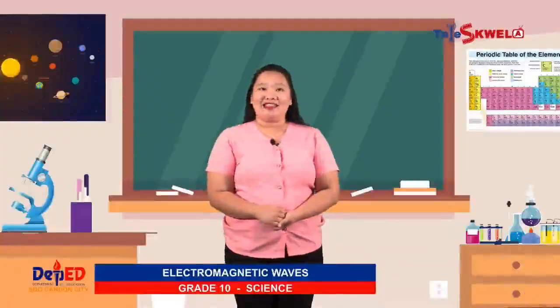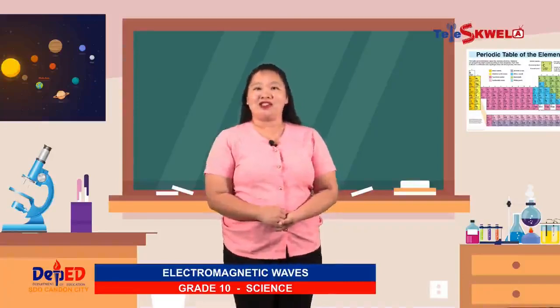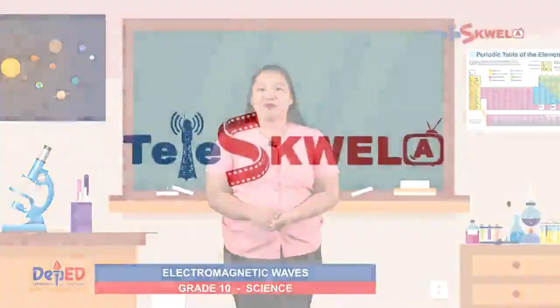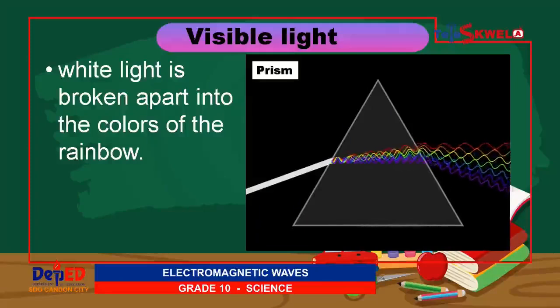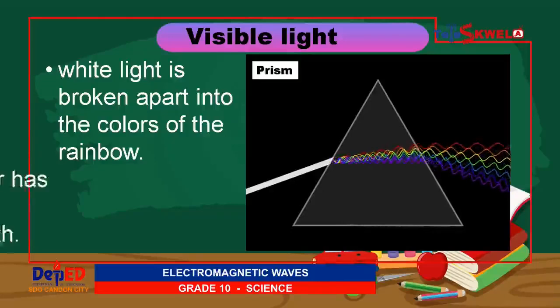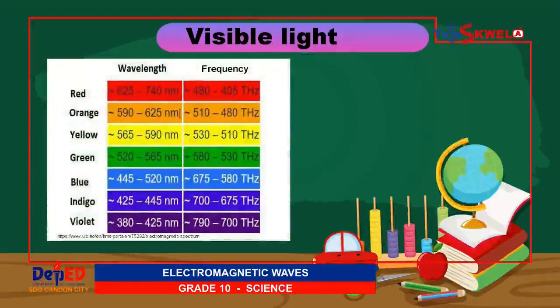When white light shines through a prism, the white light is broken apart into the colors of the visible light spectrum. And as the full spectrum of the visible light travels through a prism, the wavelengths separate into the colors of the rainbow because each color is a different wavelength. The ranges of frequency and wavelength of these colors are shown in the table.